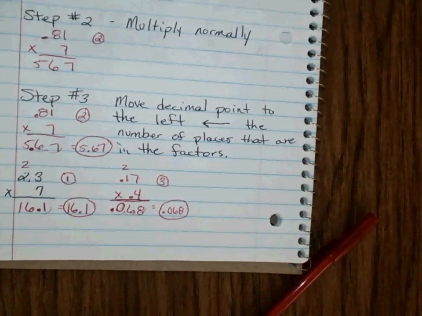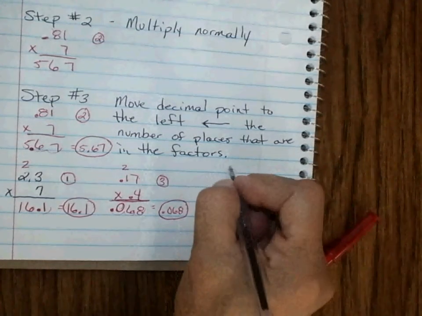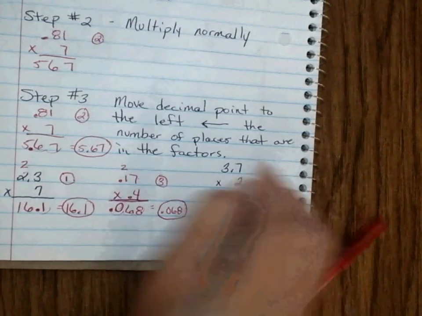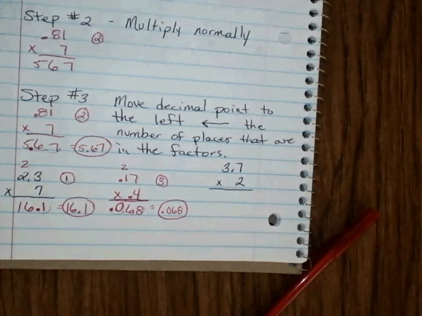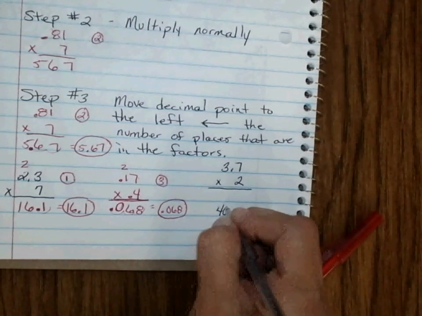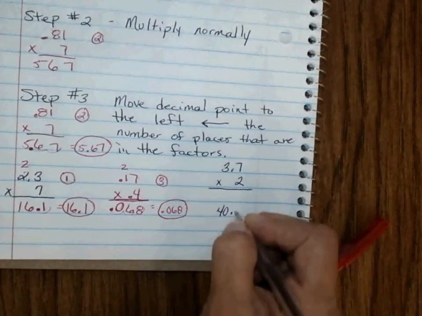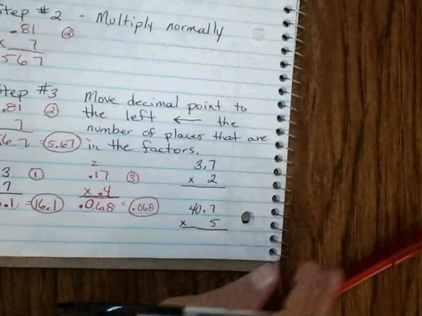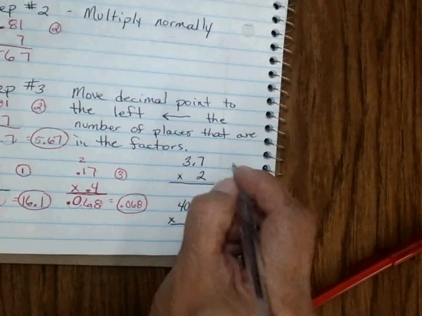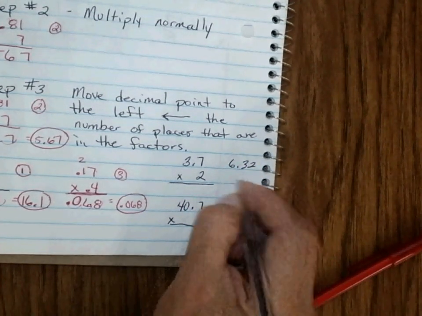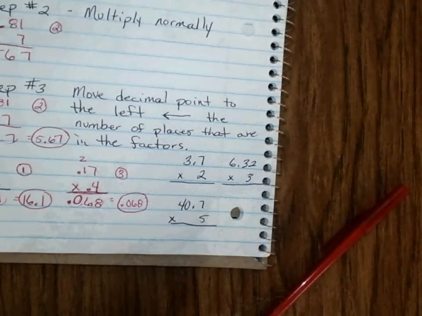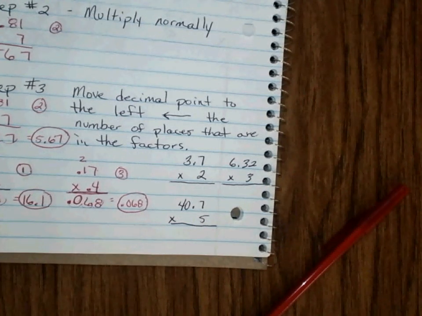Okay? So here's some practice problems for you for tomorrow. Let's do 3 and 7 tenths times 2. Let's do 40 and 7 tenths times 5. And let's do one more. Let's do 6 and 32 hundredths times 3. Come with those 3 practice problems completed. If you have to use another page of your journal, it's okay. Alrighty, see you tomorrow.